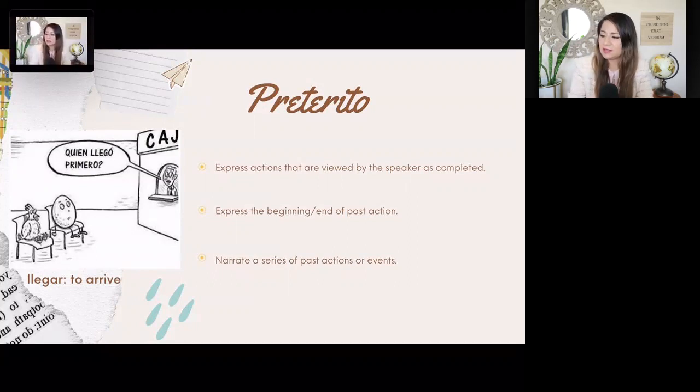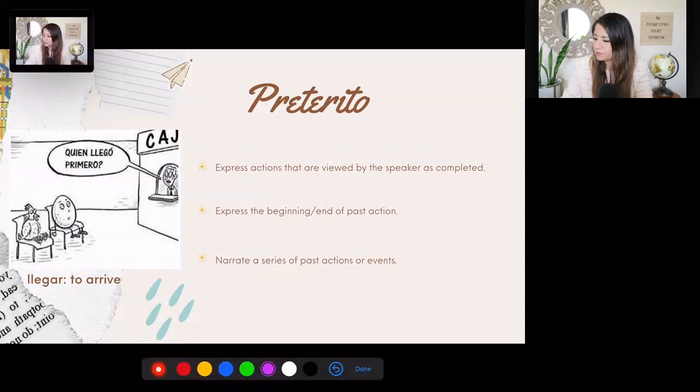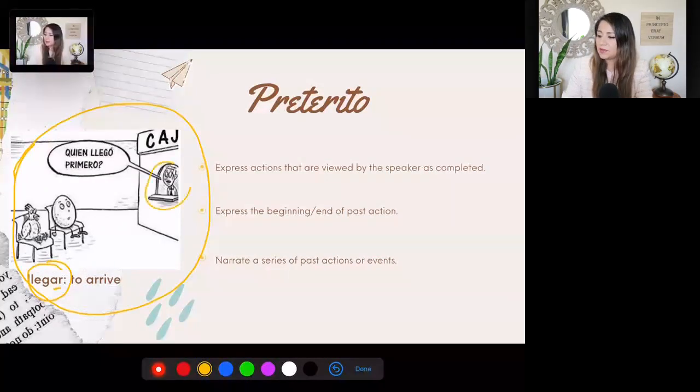In this case, I have this image here where the verb llegar is used, which means to arrive. And this person here who is at the cash register is asking, ¿Quién llegó primero? Llegó, if you remember the preterit forms, this is the third person form. ¿Quién llegó? So who arrived? Could be he, she, él, ella, or usted. So this phrase is written in the preterit because the action is viewed by the speaker as completed.